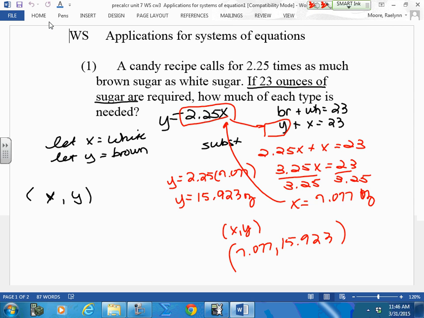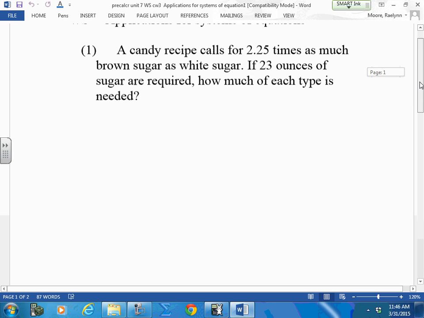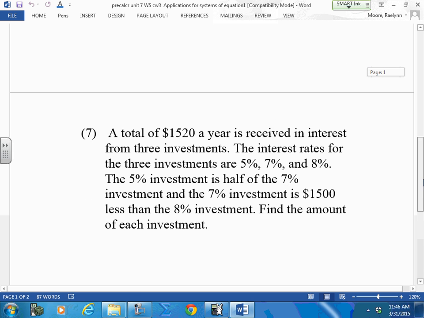We round it. If you want to leave them as a fraction, that's probably better. I know how you hate fractions. So are we okay with this? Okay. Now the next type of problem requires a little bit of thinking. This is an investment problem.